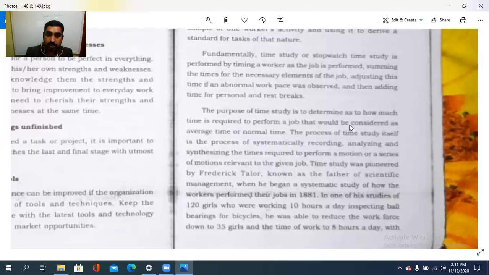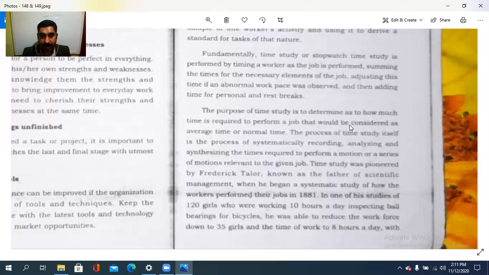Therefore, time study was pioneered by Taylor, known as the father of scientific management, when he began a systematic study of how the workers performed their jobs in 1881. In one of his studies of 120 girls who were working 10 hours a day inspecting ball bearings for bicycles, he was able to reduce the workforce down to 35 girls and the time of work to 8 hours a day.